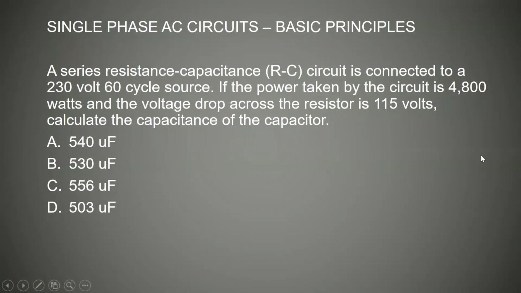A series resistance capacitance or RC circuit is connected to a 230 volt 60 cycle source. If the power taken by the circuit is 4,800 watts and the voltage drop across the resistor is 115 volts, calculate the capacitance of the capacitor. A, 540 microfarad; B, 530 microfarad; C, 556 microfarad; D, 503 microfarad.